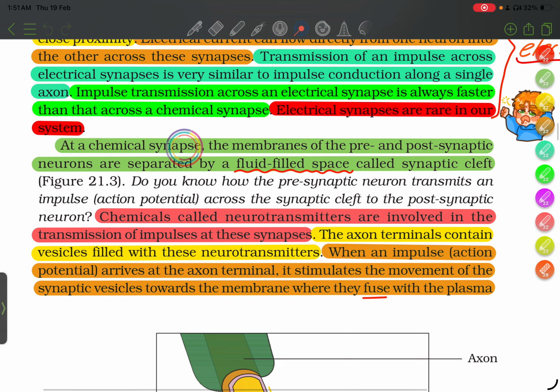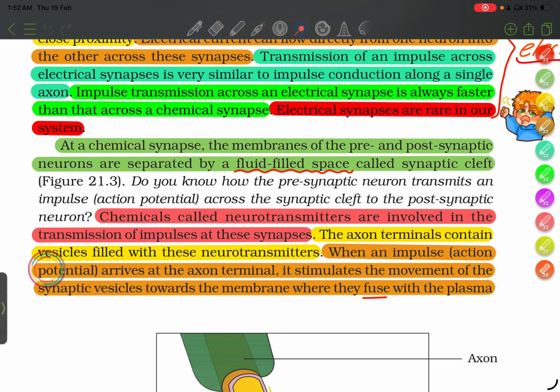At a chemical synapse, the membranes of the pre and postsynaptic neurons are separated by a fluid-filled space called the synaptic cleft. Figure 21.3. Do you know how the presynaptic neuron transmits an impulse, an action potential, across a synaptic cleft to a postsynaptic neuron? Chemicals called neurotransmitters are involved in the transmission of impulses at these synapses. The axon terminal contains vesicles filled with neurotransmitter.